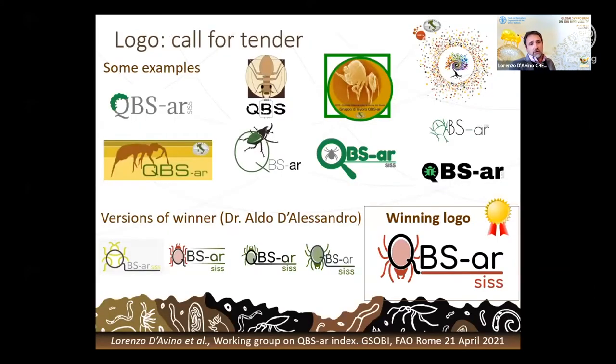In conclusion, more trivially, we organized a public tender to have a logo. We received several tens of proposals, and the winning logo represents a stylized robotted mite. So obviously it goes down into the soil. And we turn up with seven contributions to this symposium. So follow our mite in other posters or presentations.